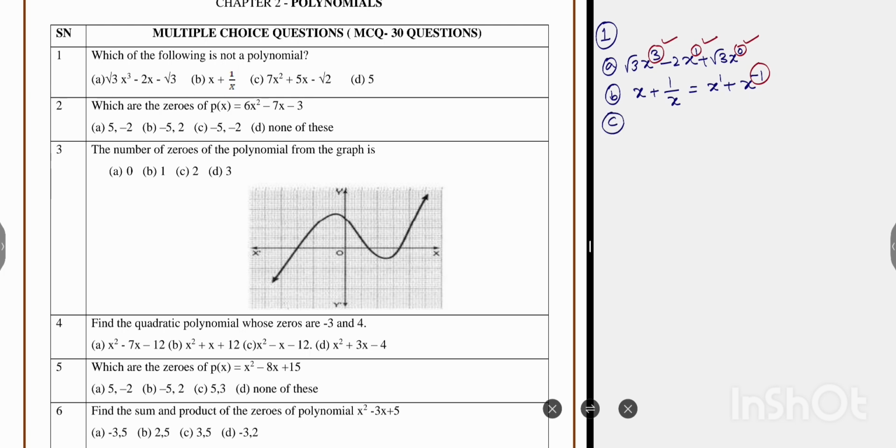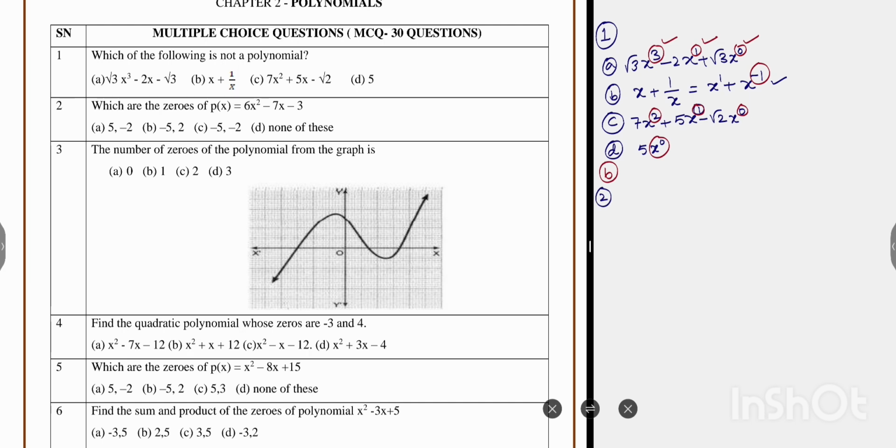In other two also we have 7x square plus 5x minus root 2. Here powers are positive like before first one. So this is x to the power of 0. Here also non-negative integers. This is a polynomial. Even option D, we have only 5. 5 means what? It is 5x to the power of 0. It is a constant polynomial. So this is also a polynomial only. This is not a polynomial. So our option is B. Option B is correct. Option B is not a polynomial.